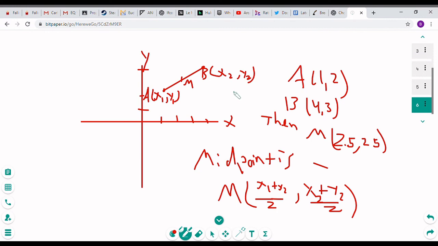So if you're confused about this, I encourage you to look at the examples on page 55. But that's it for the lesson, and so thank you.